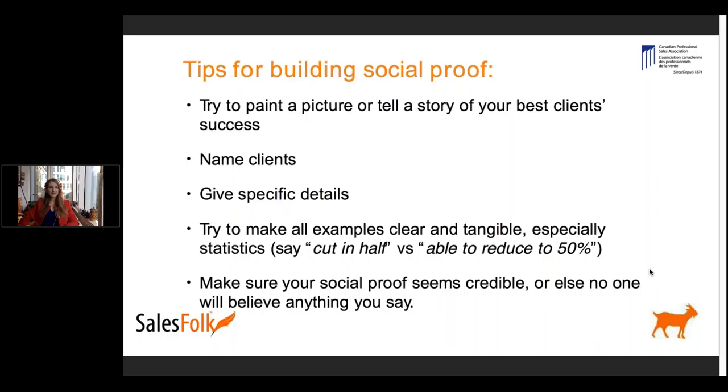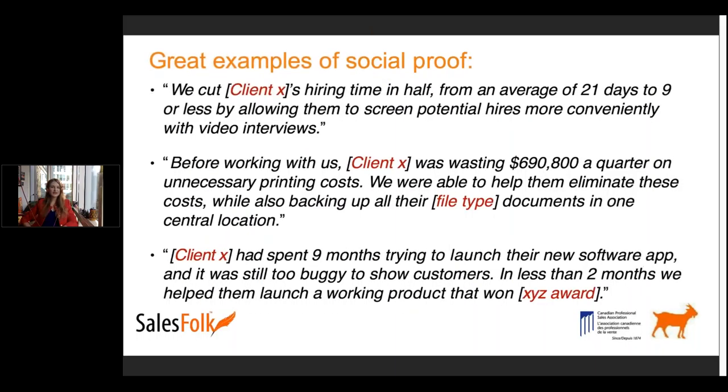And likewise, even if I wanted to use 10x, I might say 9x instead because 9x sounds like more of a real number than 10x. But we can look at this a little bit more. So here are a few examples of social proof. These would be in the middle of an email, after the intro, before the call to action. And these are all from different emails, I think. Yeah, they are. So the first one says, we cut client X's hiring time in half from an average of 21 days to 9 or less by allowing them to screen potential hires more conveniently with video interviews.